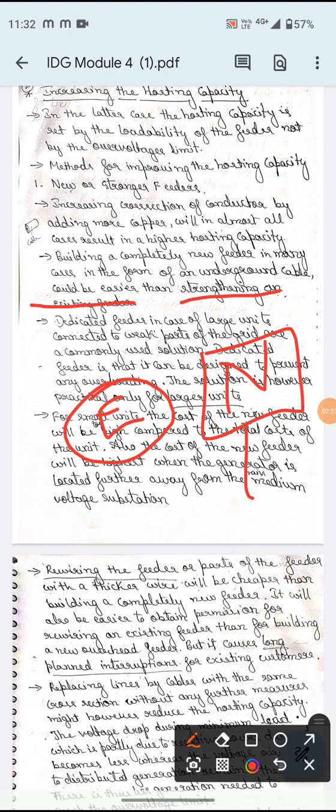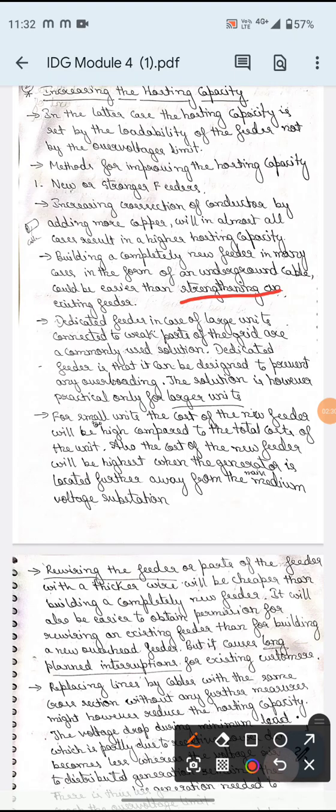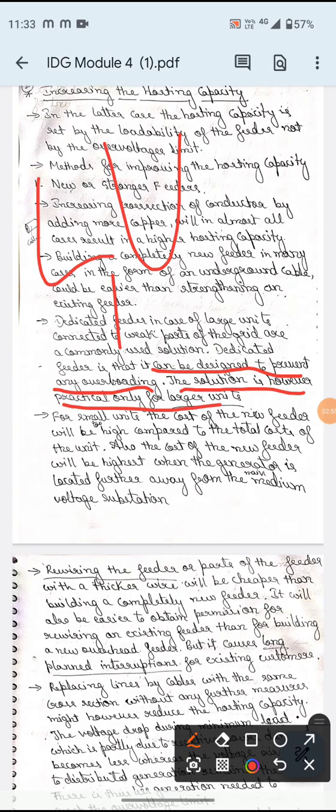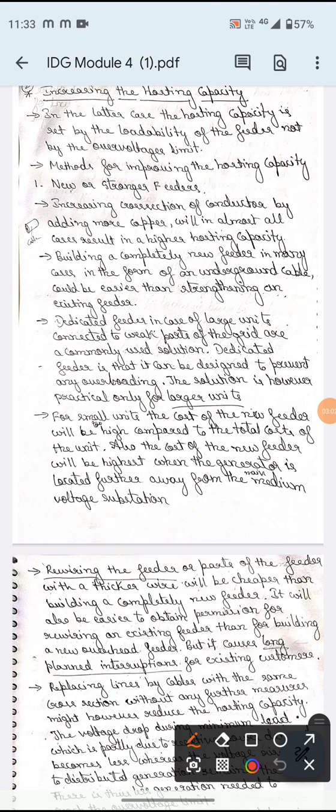So here what they are saying is dedicated feeder. For example, if it is a large unit, okay, a dedicated feeder in the case of large units connected to weak parts of the grid is a commonly used solution. A dedicated feeder can be designed to prevent any overloading. The solution is however practical only for large units. So when it comes to larger units, we can use a dedicated feeder, but when it comes to small units, we cannot use a dedicated feeder, okay.